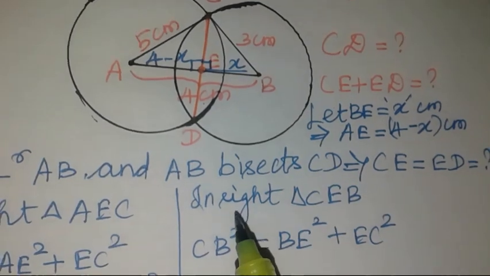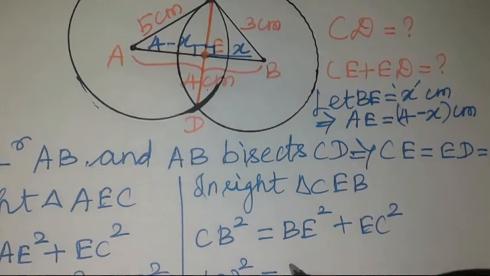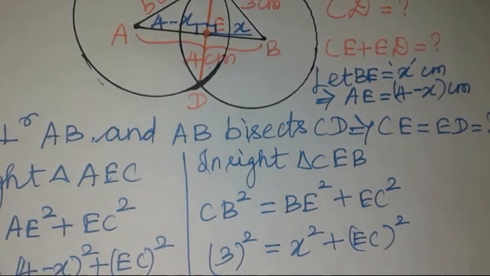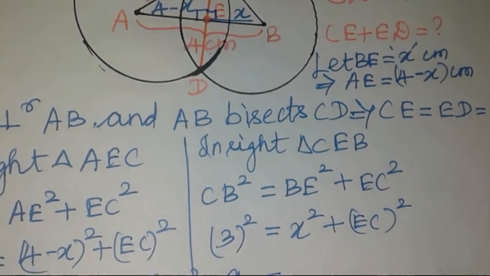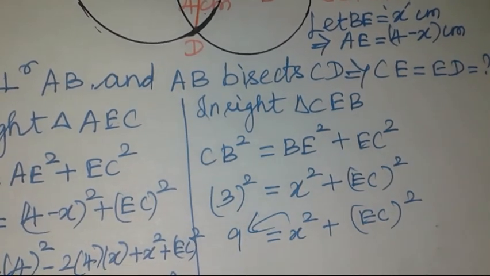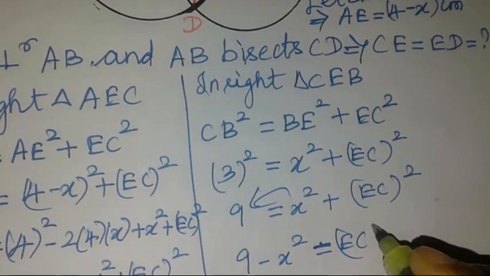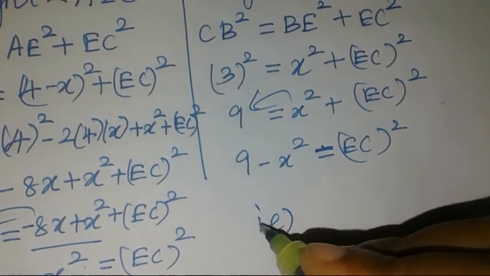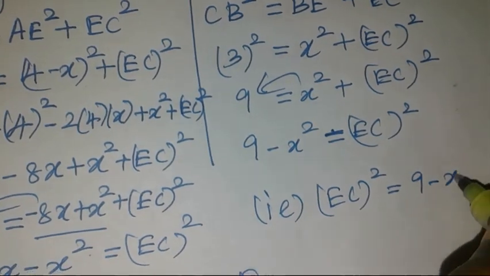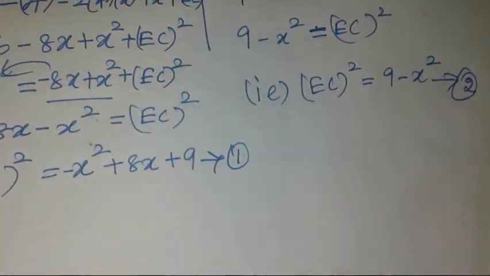Let's come to the other side. CB square is equal to, CB value is 3, so 3 square is equal to, BE children, that is x, so x square plus EC square. Now 3 threes are 9, which is equal to x square plus EC square. Now shifting this x square, 9 minus x square is equal to EC square. See, that is EC square is equal to 9 minus x square. Let it be the second equation.